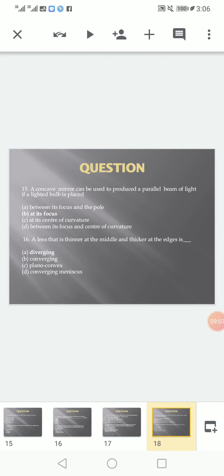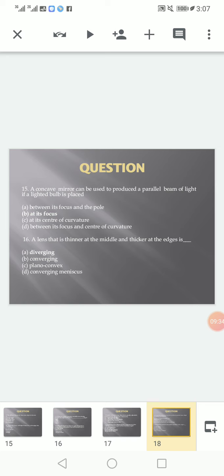A concave mirror can be used to produce a parallel beam of light if the light is placed at where? The answer is if the light is placed at its focus. A concave mirror can be used to produce a parallel beam of light if the light bulb is placed at the focus. A lens that is thinner at the middle and thicker at the edge is called a divergent lens.